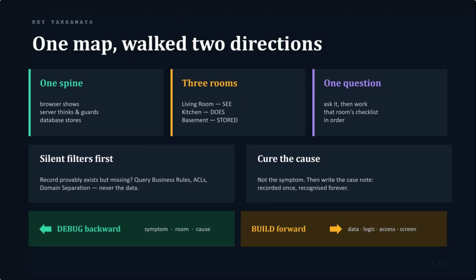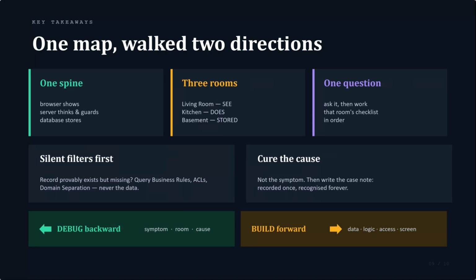If the record is missing, but you know it exists, do not stare at the data. Look at the three silent filters. And when you find it, fix the cause and not the symptom. Then write down what it was. The first time a bug takes you an hour, write it down once, and the next time you recognize it in 10 seconds.